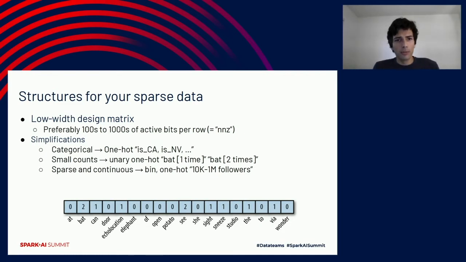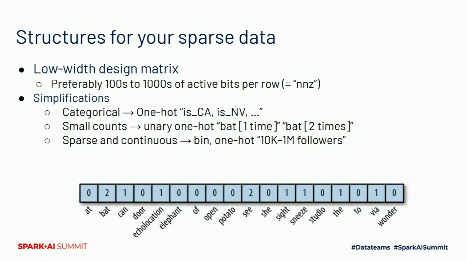So on a more formal level, the kind of data that we're going to be working with is going to be very low width. And that means that there's only about 100 to thousands of non-zero entries per row, even though the overall width of this row has a lot of columns in it.